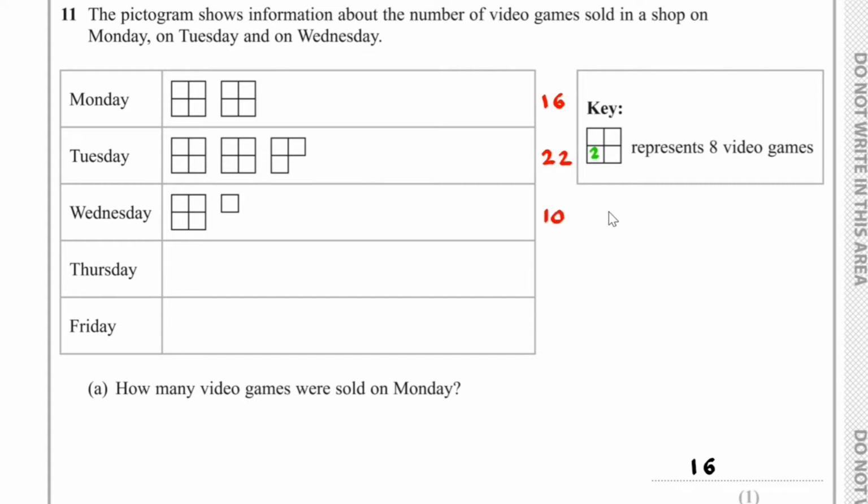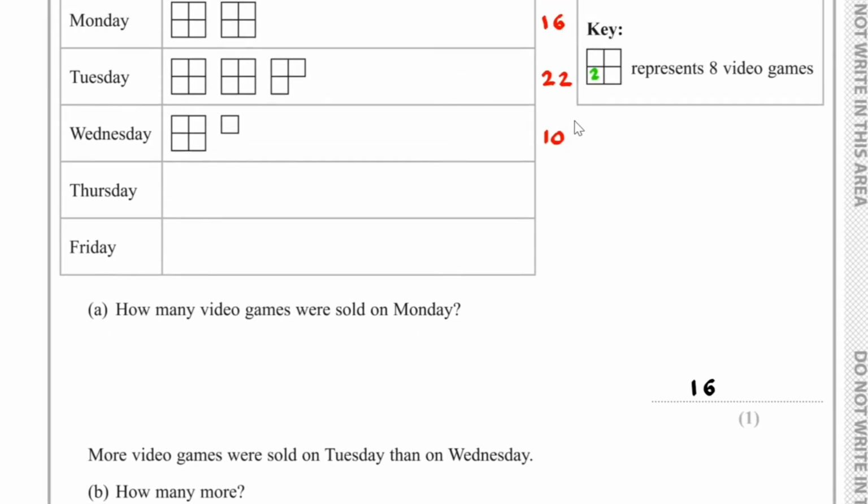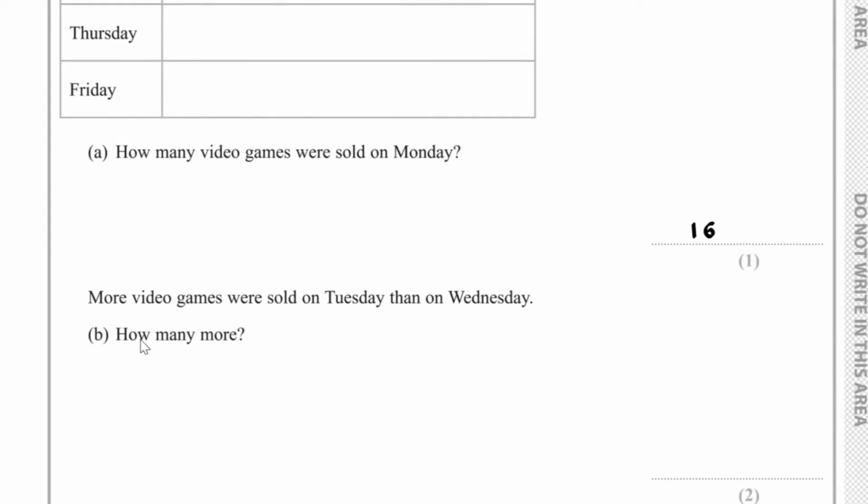And so the difference between 22 and 10 tells us how many more games were sold on Tuesday than on Wednesday. And so therefore, 22 take away 10 gives 12, so we have 12.